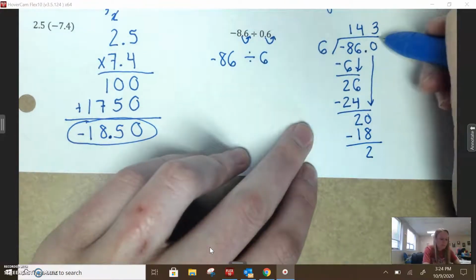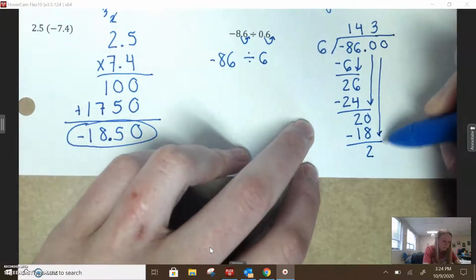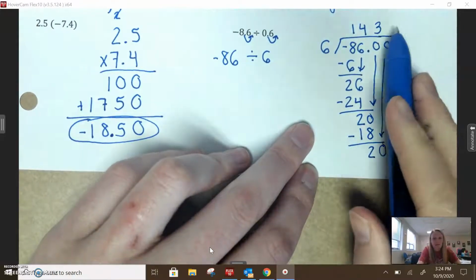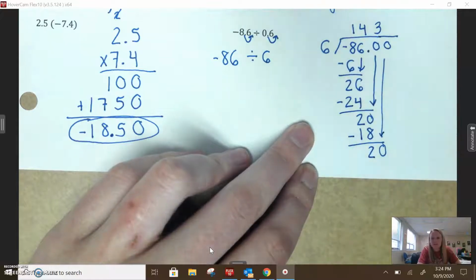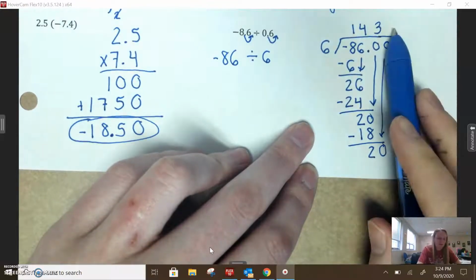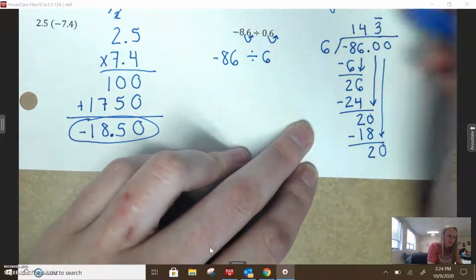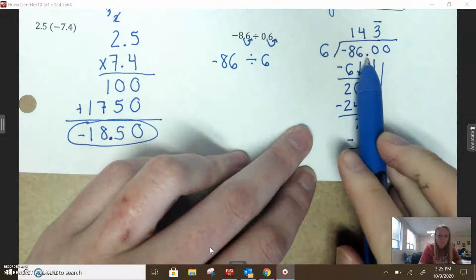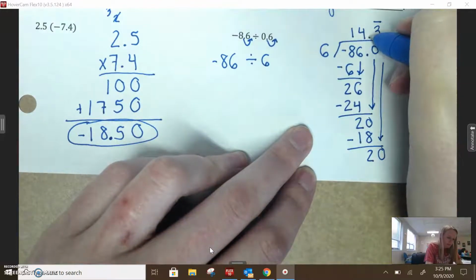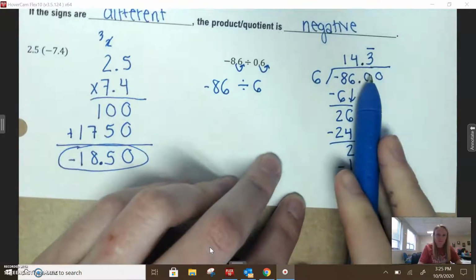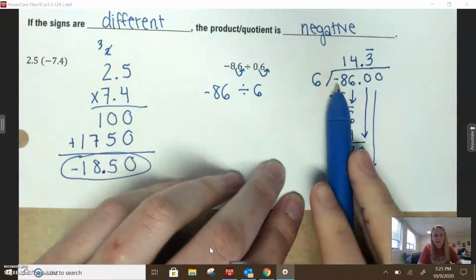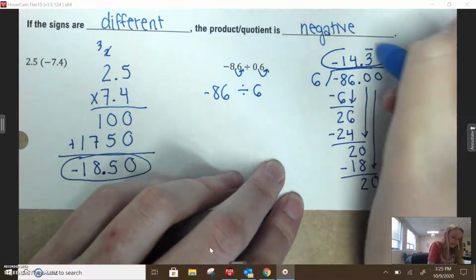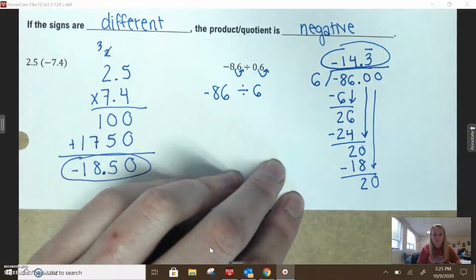So if I were to bring down another 0, look, I have another 20, which means I'm going to have another 3 up here, and which means I'm just going to keep cycling through this. So this 3 is going to be repeating. So I'm going to put the repeating bar on that. Same thing as before, the decimal goes in the same spot. So I'm going to have 14.3 repeating. The last thing I need to look at, if I had a negative divided by a positive, my final answer will be negative. So I have negative 14.3 repeating there.